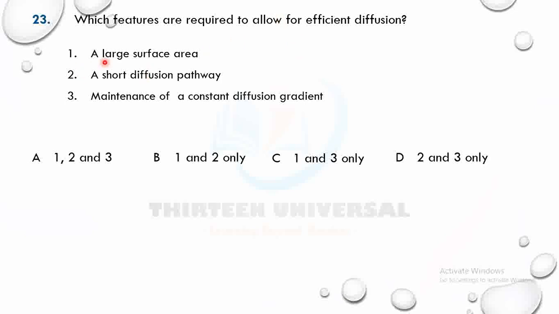Large surface area, yes. Short diffusion path, yes. Maintenance of the concentration gradient, yes. So all 3 of them affect the rate of diffusion. The larger the surface area, the shorter the diffusion path, of course the faster the rate of diffusion. And if you maintain a steeper concentration gradient, the faster it is.